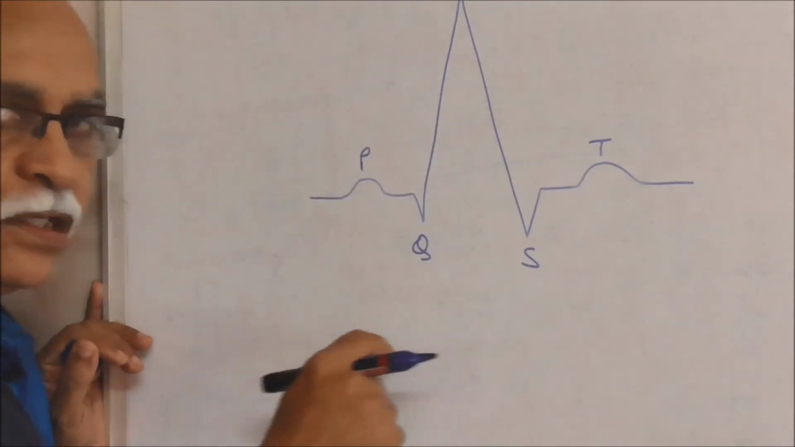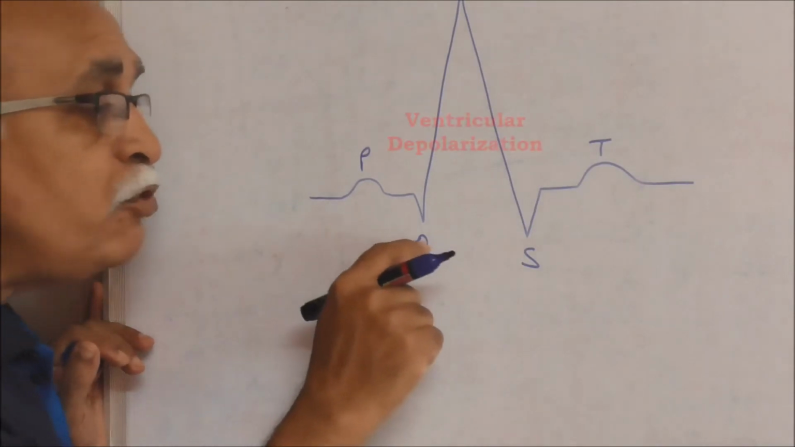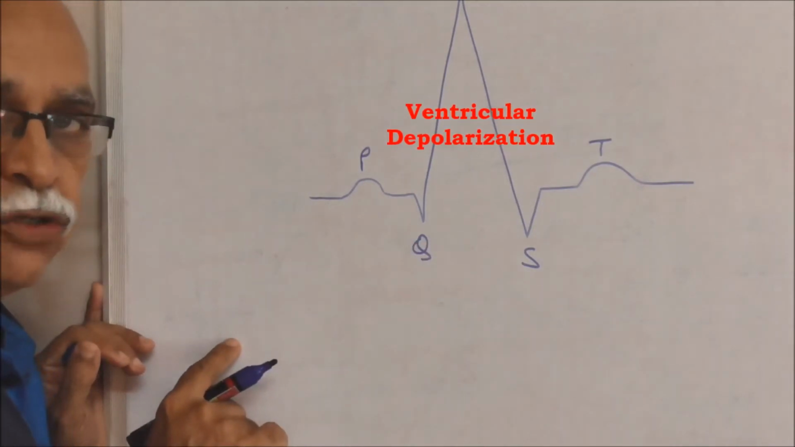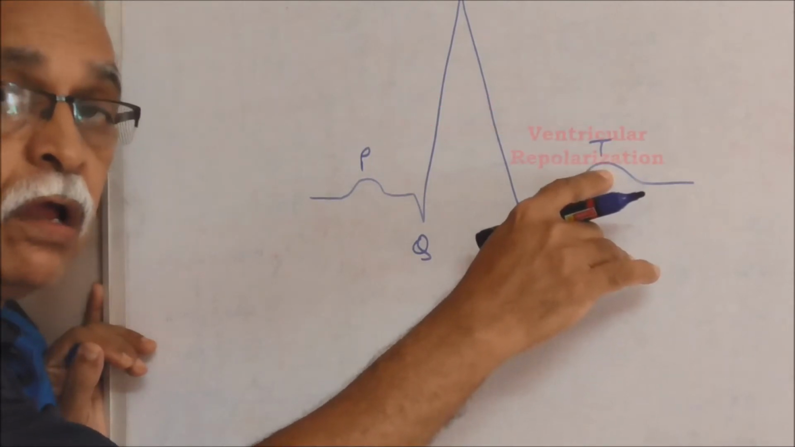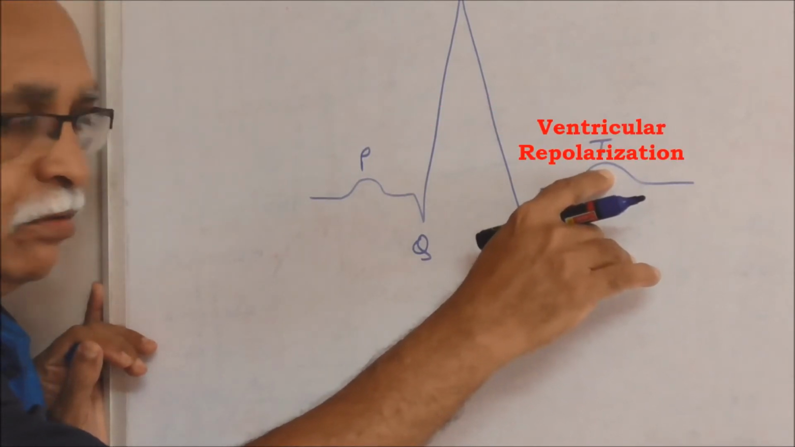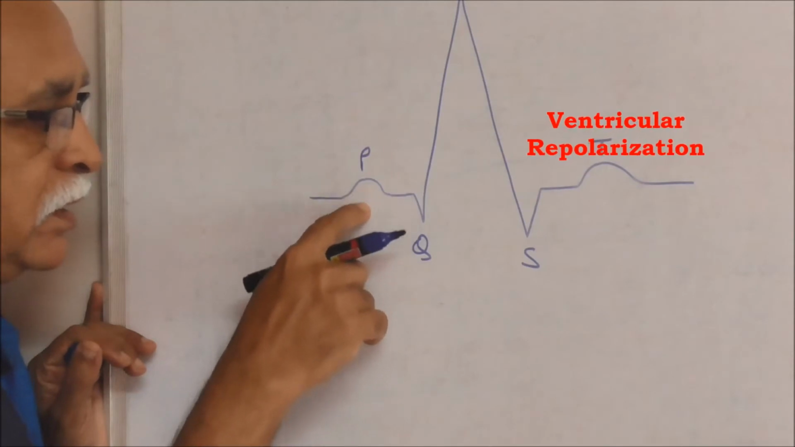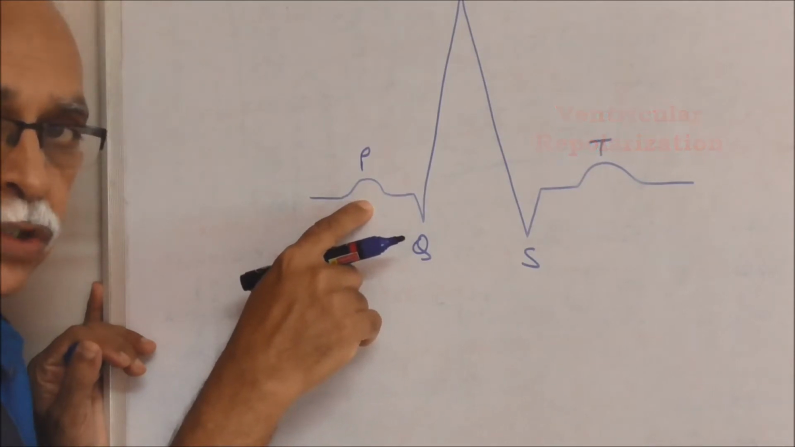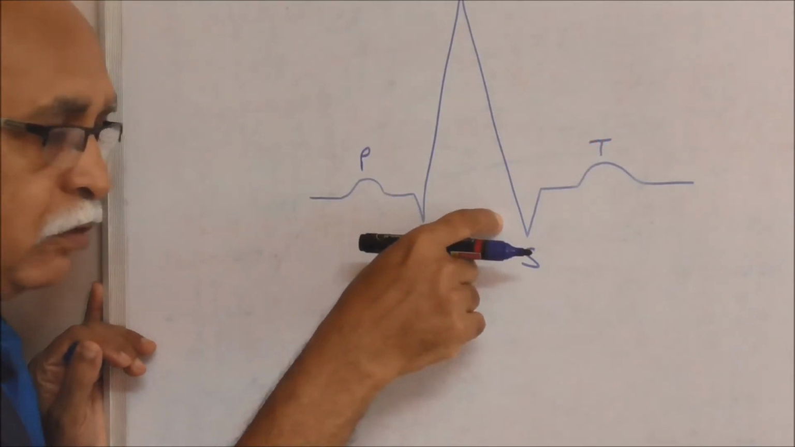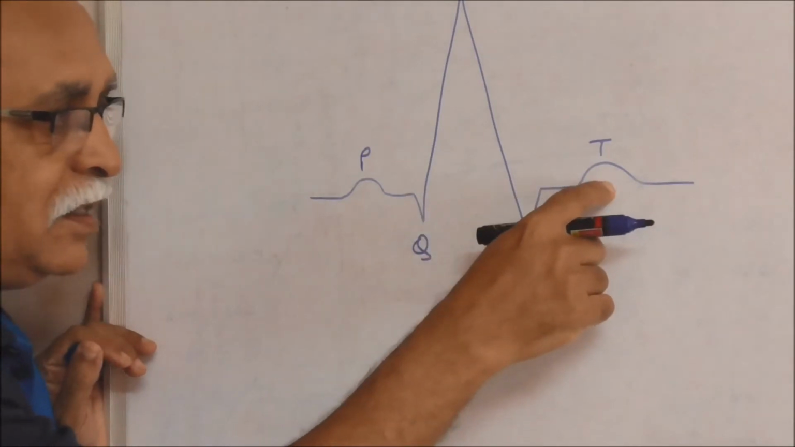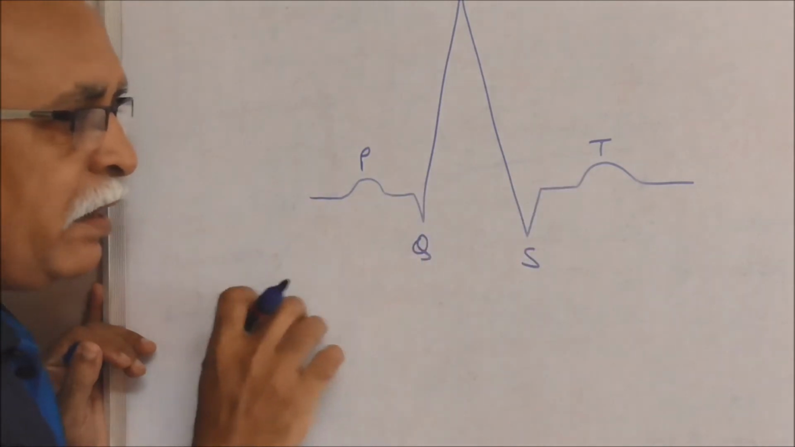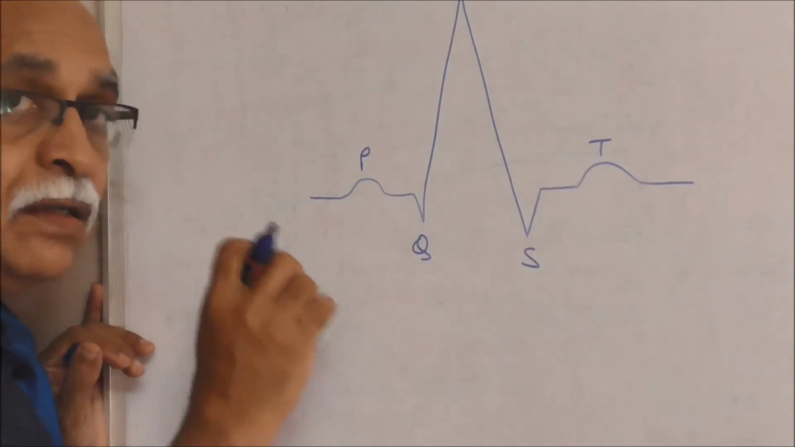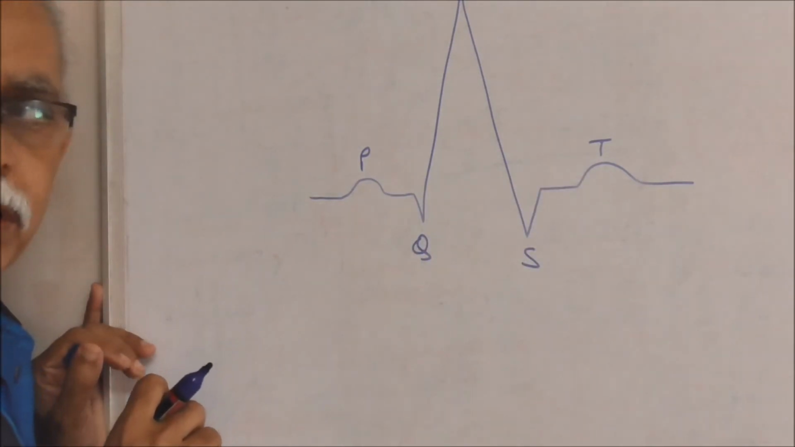QRS, that crest, stands for ventricular depolarization. And T stands for ventricular repolarization. That is, let us say, this is seen during atrial systole, this is seen during ventricular systole, and this is seen during ventricular diastole. Now that's a standard, that's a normal, that's an ideal electrocardiogram that we come across.